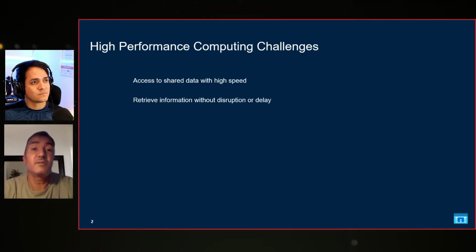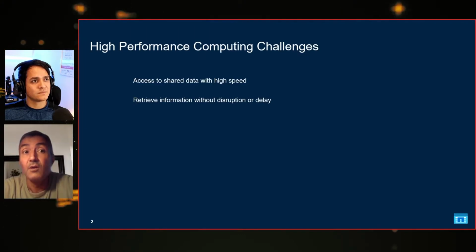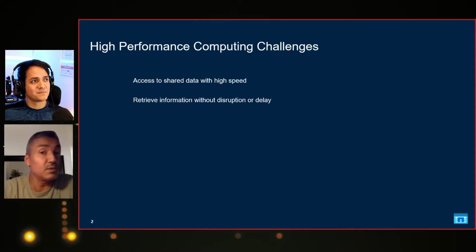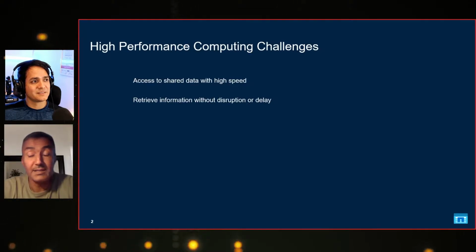The second one, retrieve information without disruption or delay. With Azure NetApp Files, you have sub-millisecond latency. Whatever the workload, you have sub-millisecond latency, and this is very important for HPC workloads. So you will have no disruption or delay in your simulations or in your access to your application or your files.